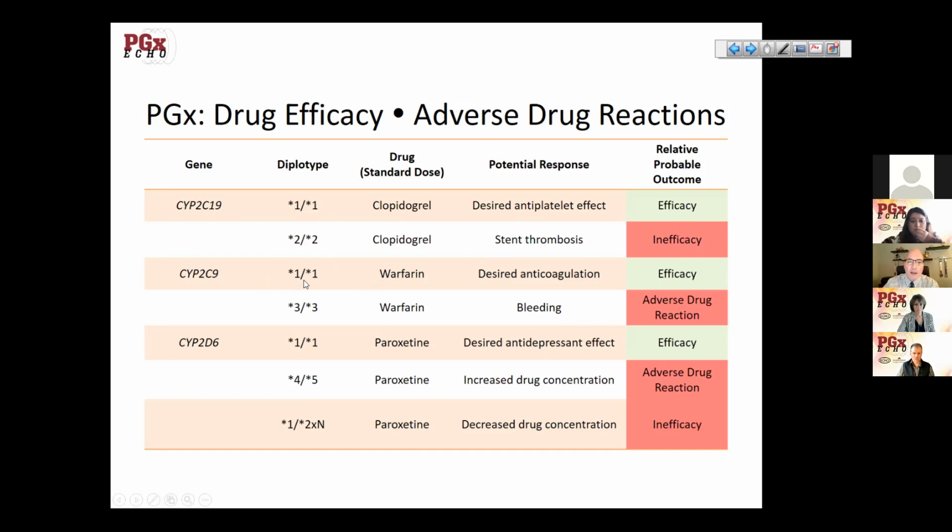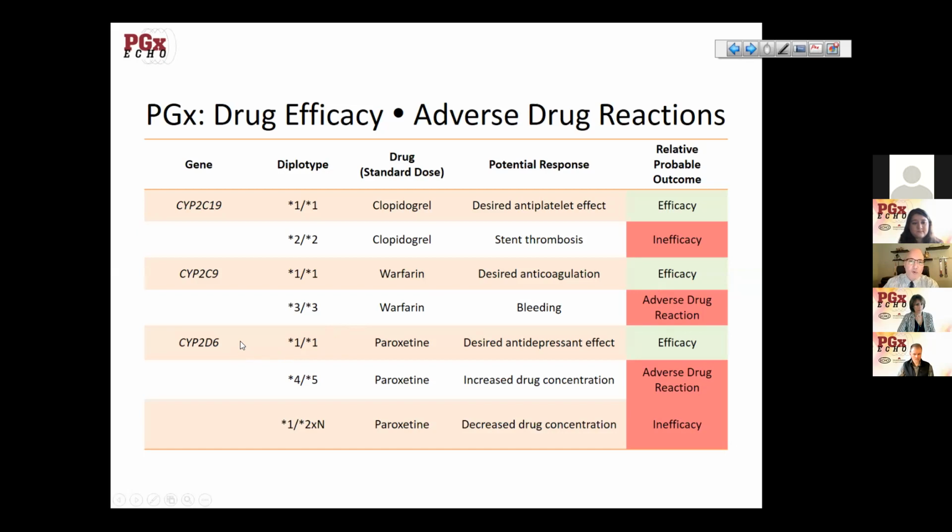Now, warfarin is an active drug, and we'll go through this same kind of scenario, but now with CYP2C9. And again, star one in this case represents a normal metabolizer, so we would expect for our patient the desired anticoagulation effect and efficacy to occur. Now, in somebody who is a star 3 individual, that translates to a poor metabolizer phenotype. So in this case, the exposure, that area under the curve to warfarin, would be increased, and the patient would be at increased risk for bleeding. And there we have an adverse drug reaction. So here we're comparing efficacy versus an adverse drug reaction.